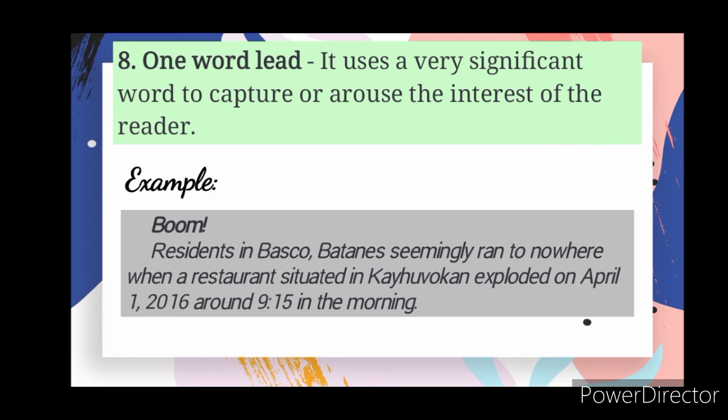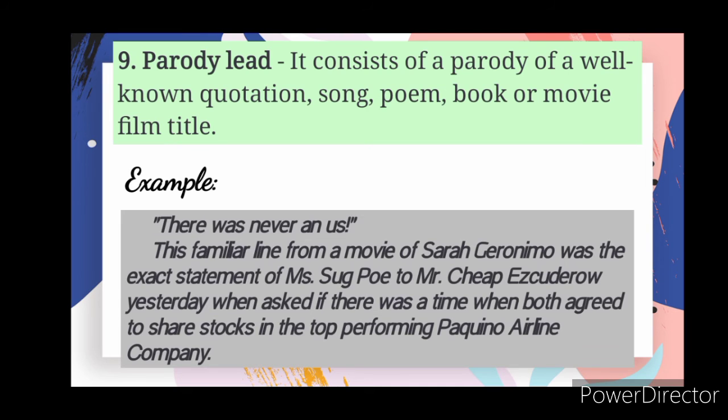Next is the one-word lead. It uses a very significant word to capture or arouse the interest of the reader. So for example, boom! Residents in Vasco Batanes seemingly ran to nowhere when a restaurant situated in Cayhobocon exploded on April 1, 2016 around 9:15 in the morning.